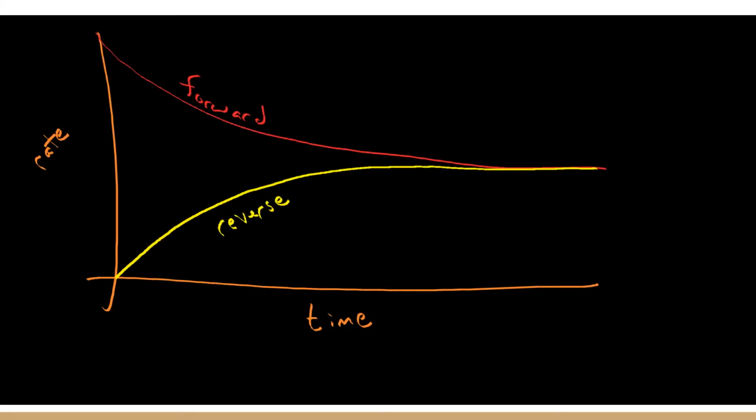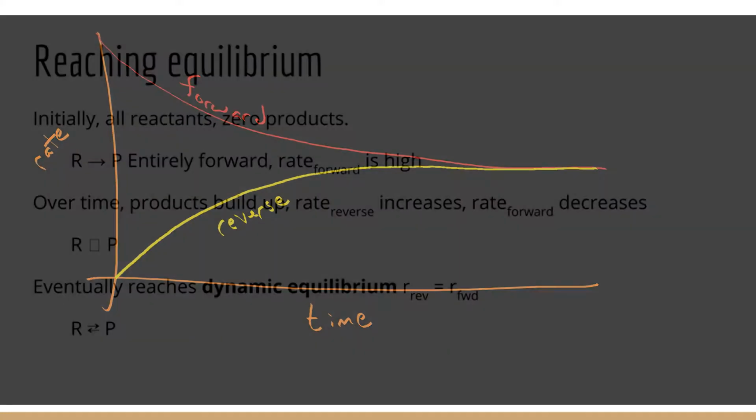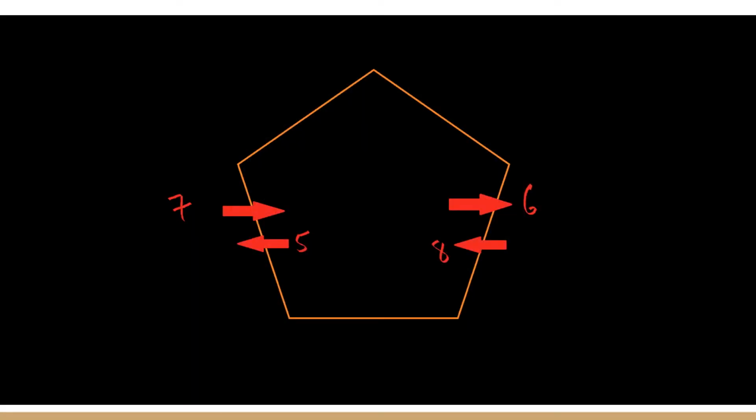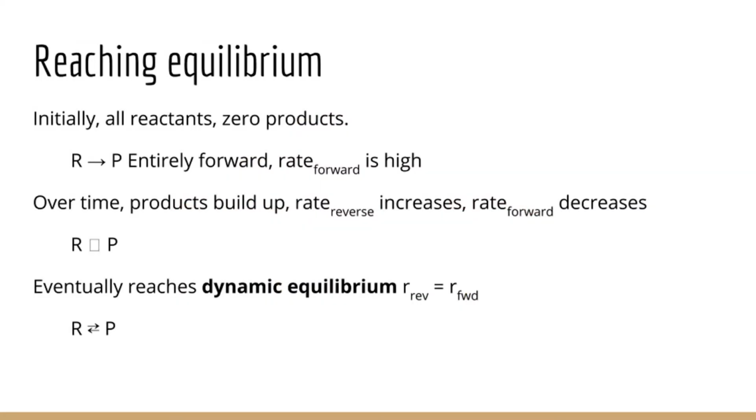Or I should say the forward rate is equal to the reverse rate. It's called a dynamic equilibrium because it's in constant motion while staying still. If you've read Alice in Wonderland, that's like the Red Queen, where you run as fast as you can just to stay in one spot. You can think of it as the population of a city, where people are constantly going in and out of the city, but the population of the city remains constant.